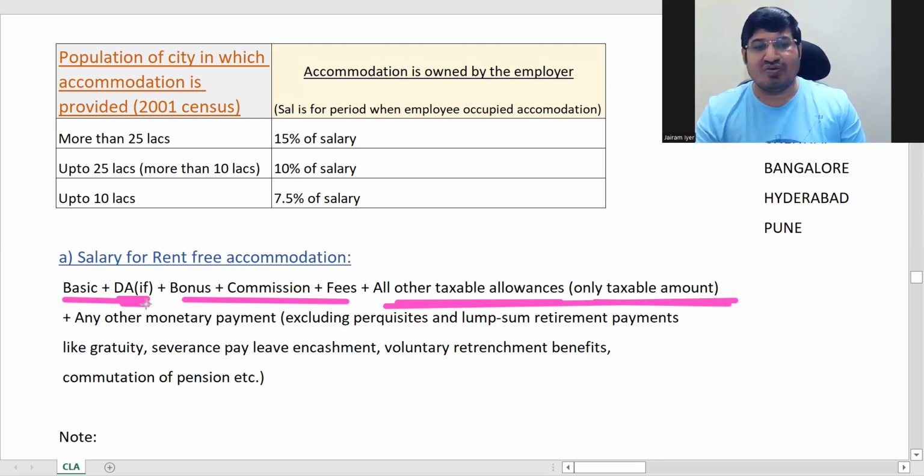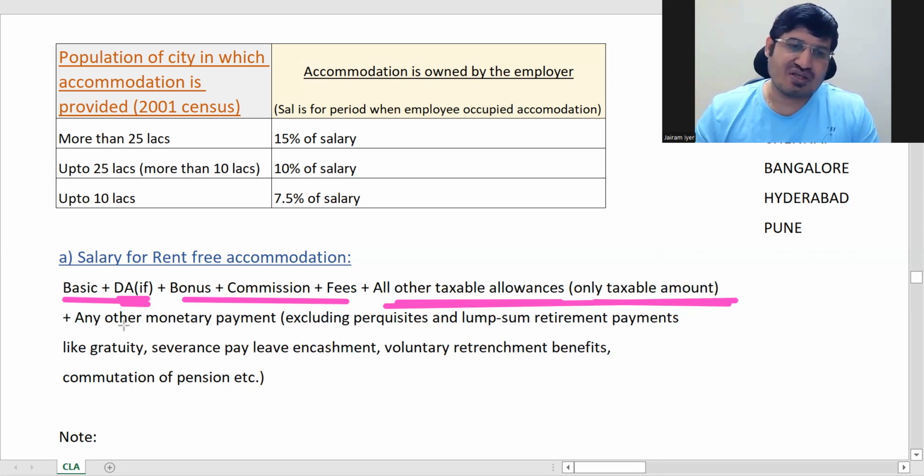ठीक है, यू हैव टू टेक ओनली डीए इफ. एज वी नो in meaning of salary, mostly you take DA if. Okay? So you have to take only DA if. And for all other allowances, take only the taxable part. And these things we know already.